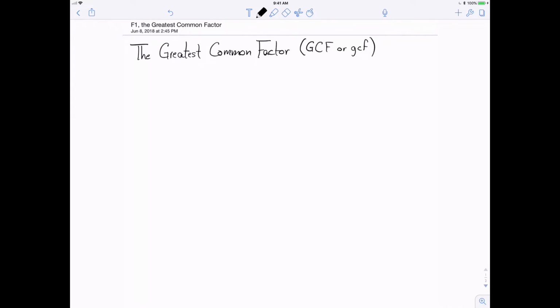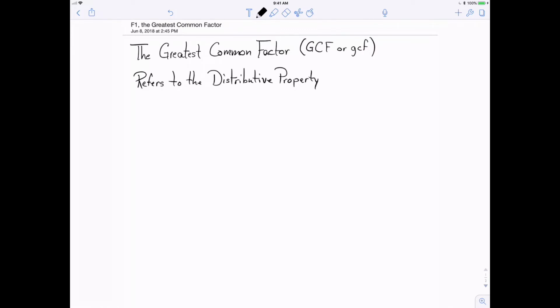abbreviated as GCF, using all caps or all lowercase letters. The greatest common factor, we would say, refers to what's called the distributive property. It refers to the distributive property. So let me write this down.